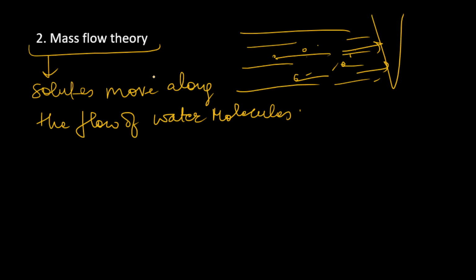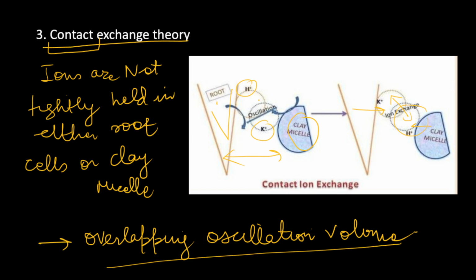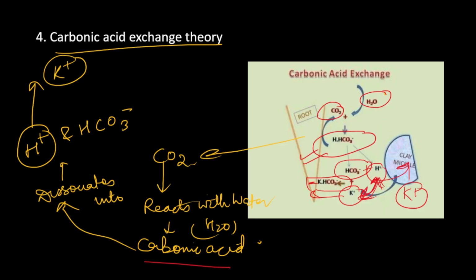Second, we have mass flow theory, in which solutes move with water mass into the roots. We all know that roots absorb water, so with water, various ions which are soluble in water will be absorbed by roots. This is mass flow theory, simple again. You understand cation exchange theory, because ions are not tightly held together, they get exchanged during overlapping of oscillation volumes. Next we have carbonic acid exchange theory.